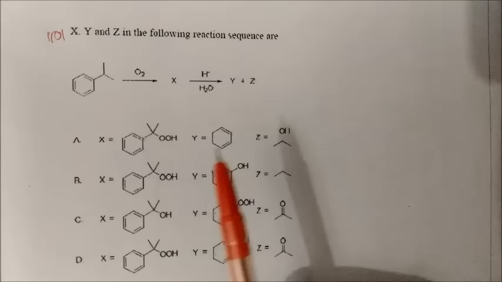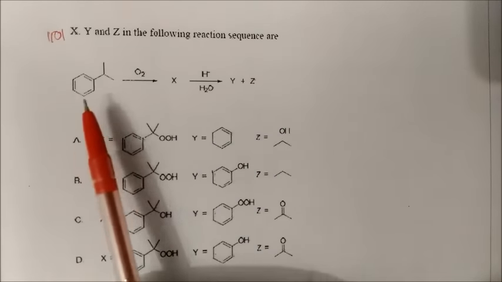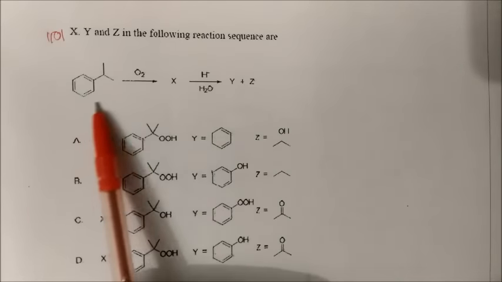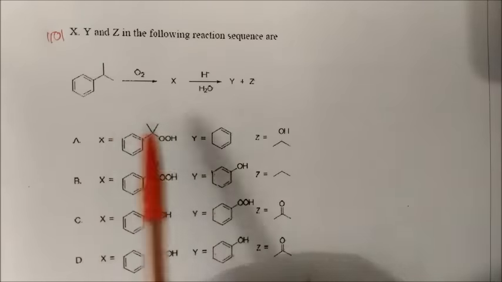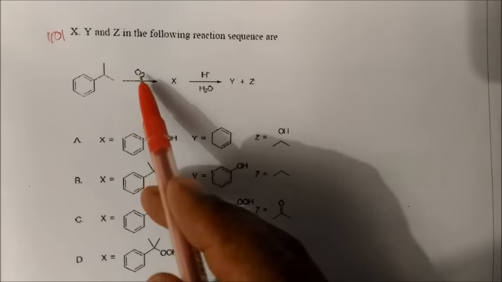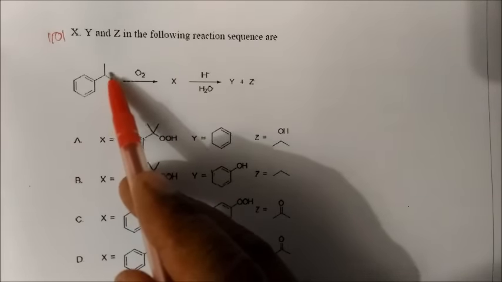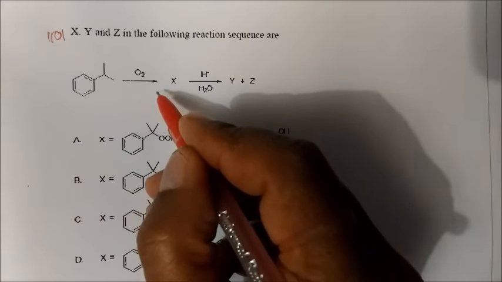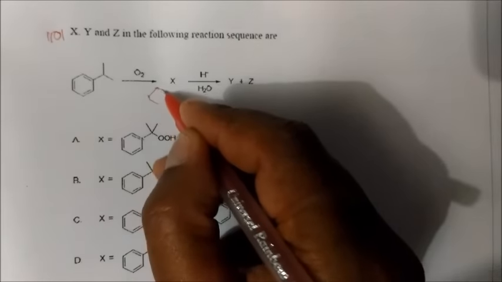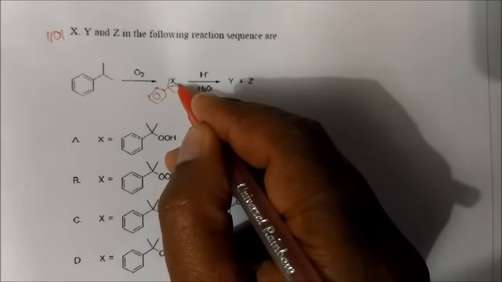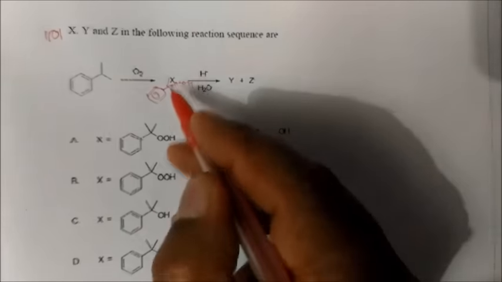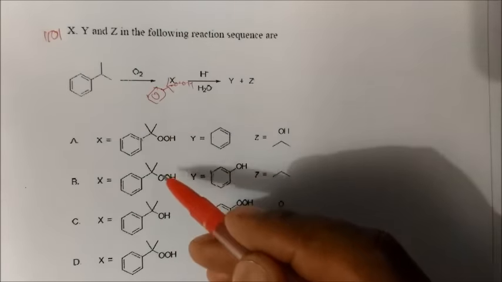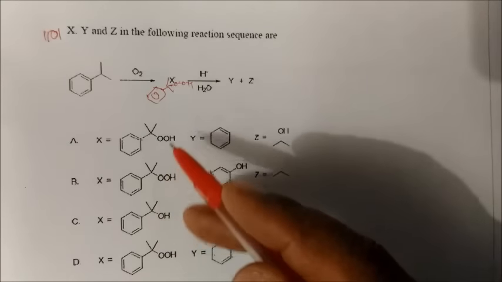X, Y and Z in the following reaction sequence are. So this compound is isopropyl benzene in presence of oxygen. So this is the compound that will form. The oxygen will get inserted between this hydrogen present at the benzylic carbon. So it will form cumene hydroperoxide. This is the cumene, and oxygen gets inserted like this. So X is this compound. Here, if you see these options, we have option A, option B, option D. So our X is this one.